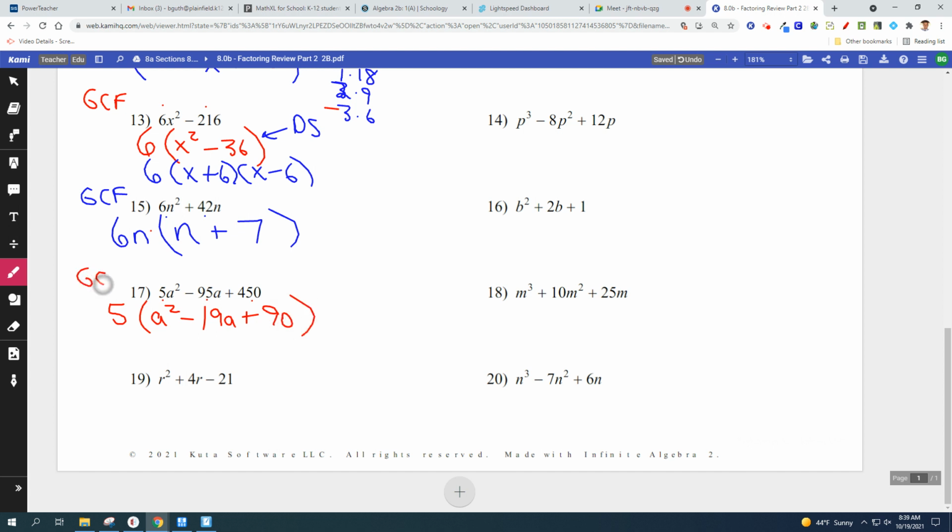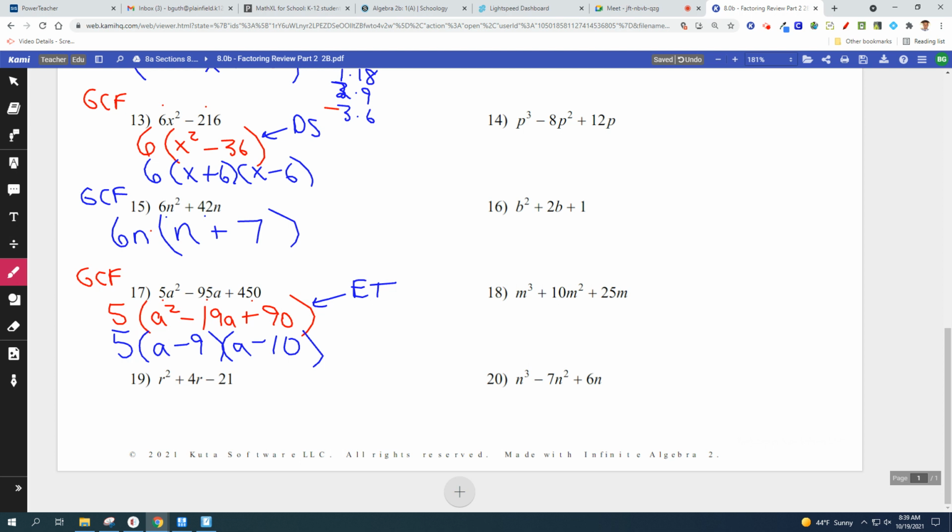I did a GCF. But now I've produced an easy trinomial. So now I also have to do that easy trinomial on here. Two numbers are multiplied to 90 and add up to negative 19. Okay? 9 and 10, right? Both negative. Very good. Sometimes you can just see it and you don't need to list out all of those numbers. If you can just see it, you just write it down.